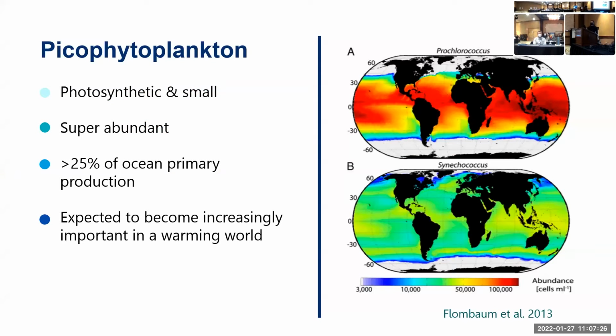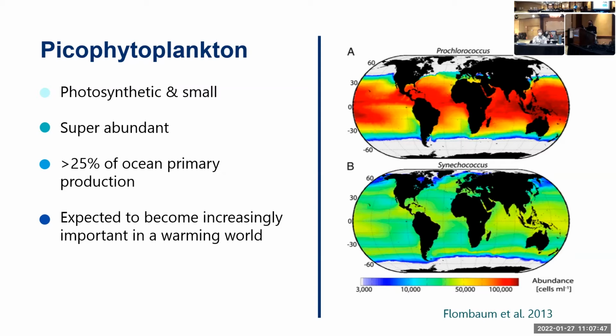I'll start by introducing the main characters. These are the Picophytoplankton. This is a group that's classified by their cell traits. They're photosynthetic, and they're relatively small, 1 to 2 microns in diameter. And we've heard about some of these groups today, or in this week, Prochlorococcus, and also the Pico-eukaryotes. I'll be talking mostly about Synechococcus.